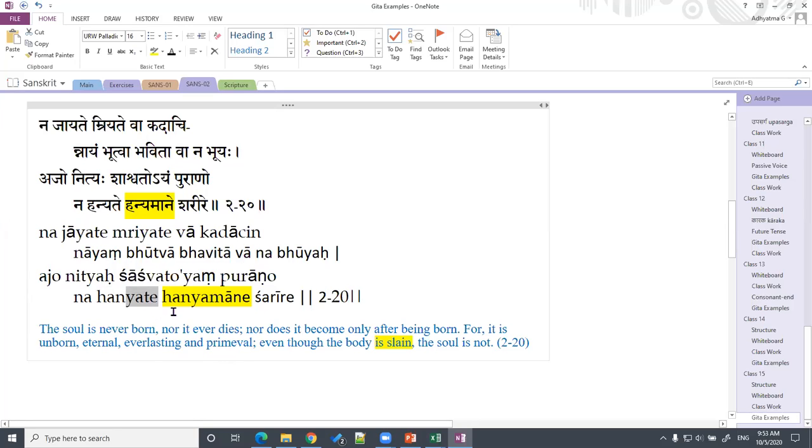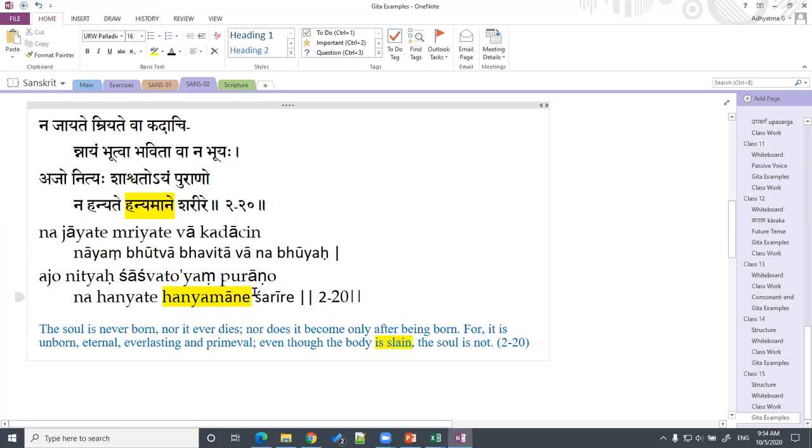But hanyate, hanyamana, that would become the participle, and hanyamane is the seventh case singular. And sharire, that is also seventh case singular. Shariram, sharire, seventh case singular. So this is a special construct which I explained when I was explaining the verse in Gita class. The two words coming together in seventh case creates a special construct in Sanskrit.